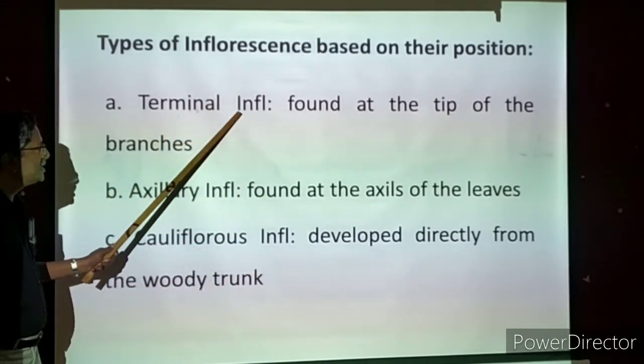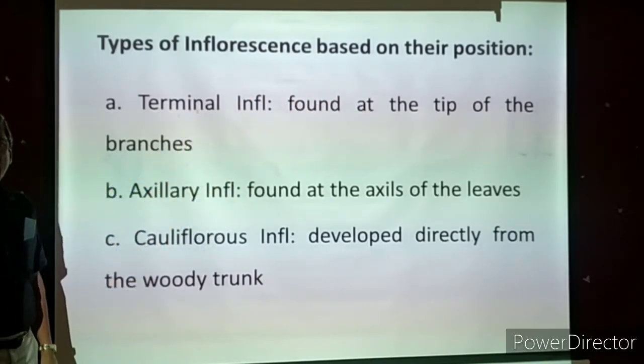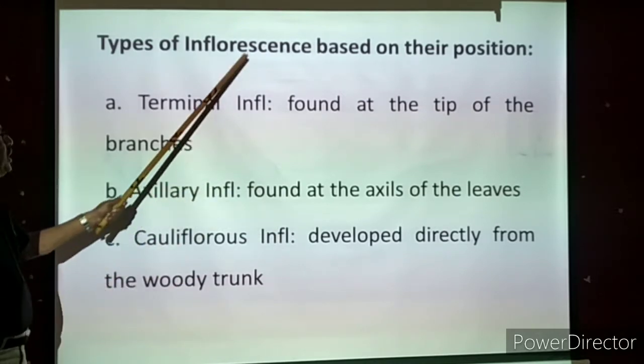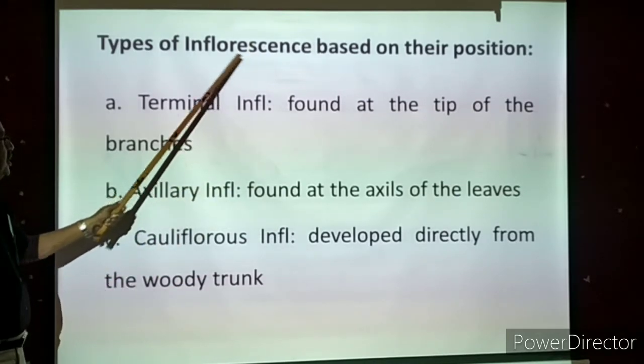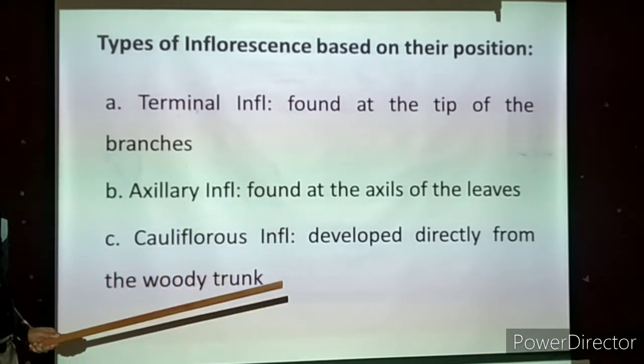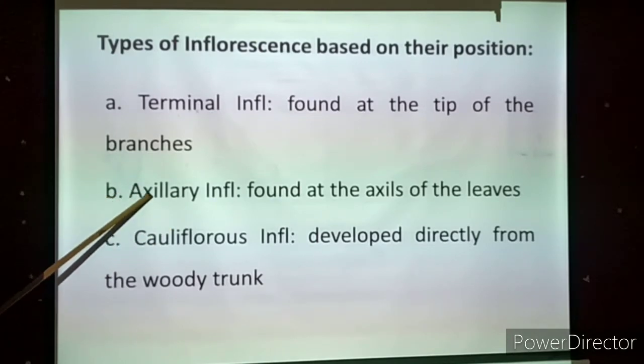These inflorescences are found at the tip of the branches of the plant. An enormous number of branches will be there, but at the tip of each branch, one inflorescence will be present. Since the inflorescence is present at the tip of a branch, it is called a terminal inflorescence. The next one is axillary inflorescence.